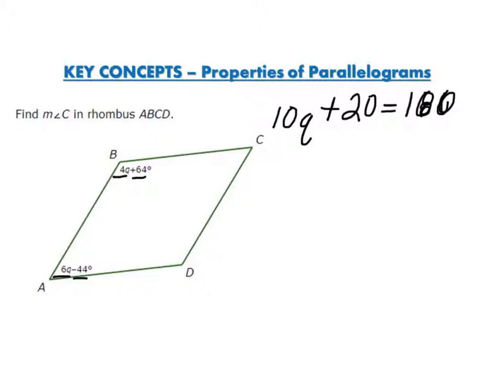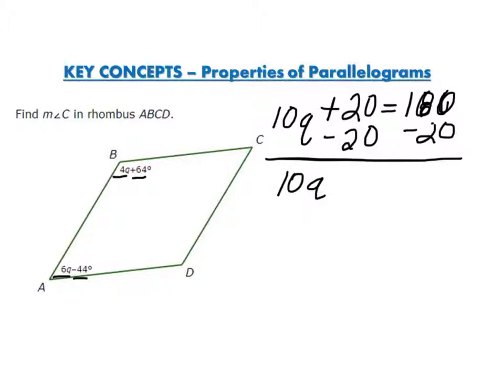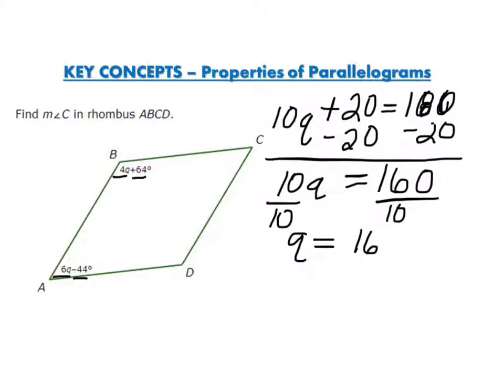Kind of getting ahead of myself. So I am going to subtract 20 from both sides, which gives me 10Q equals 160. Now I need to divide both sides by 10, which leaves me Q equals 16.